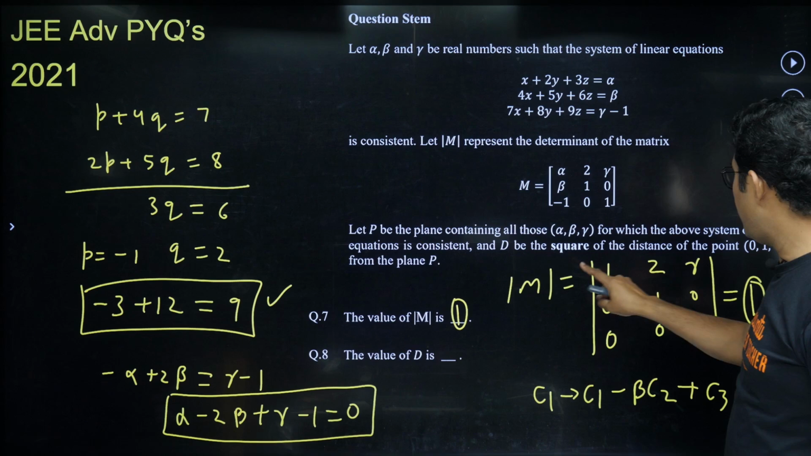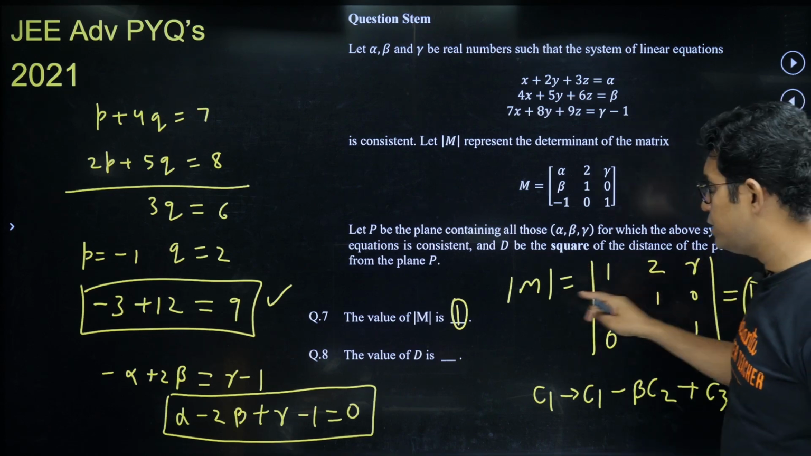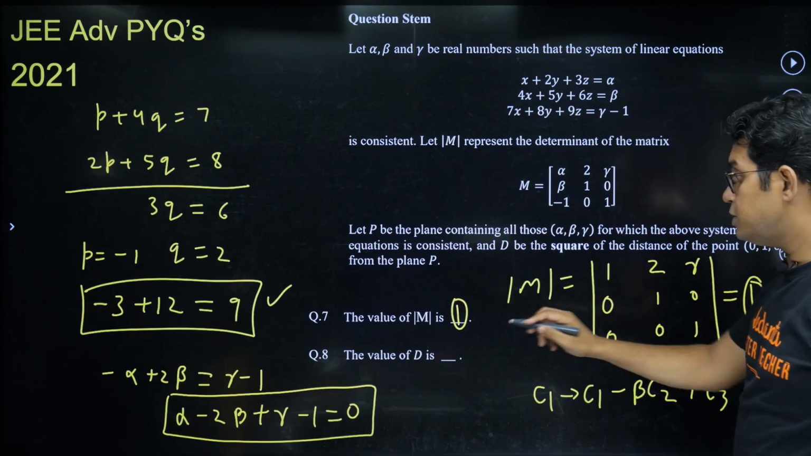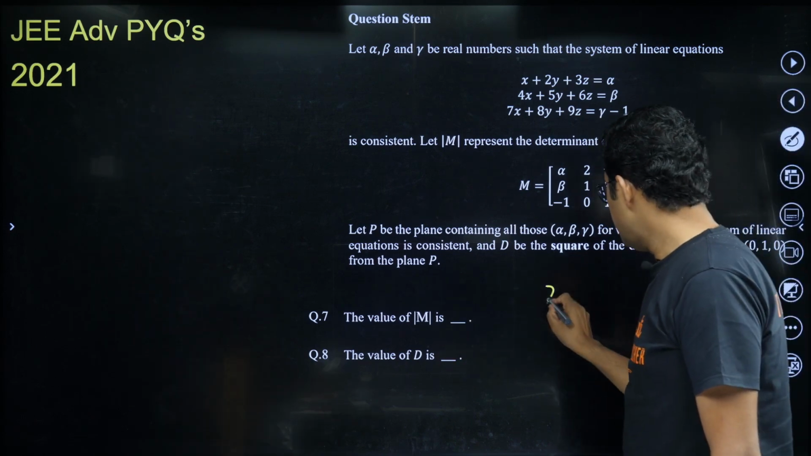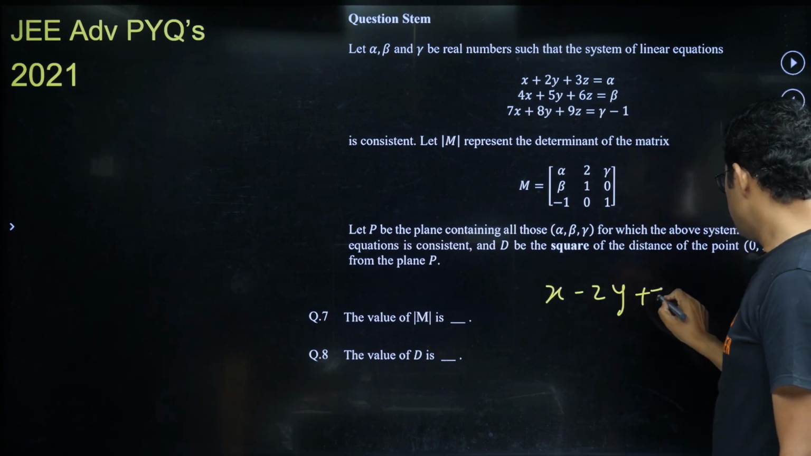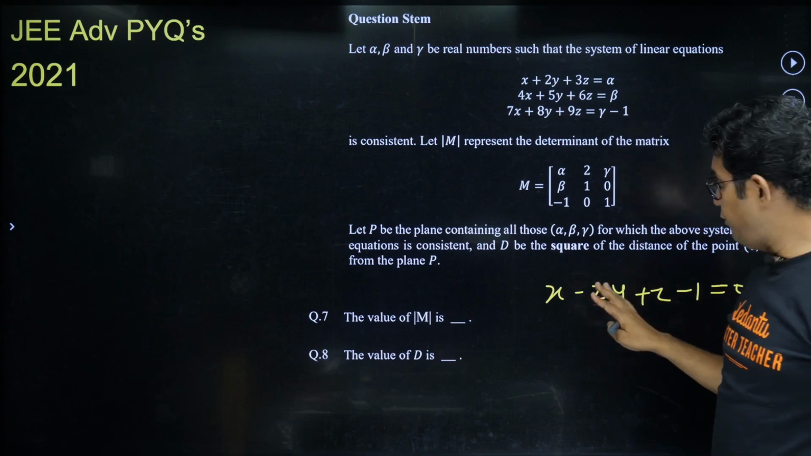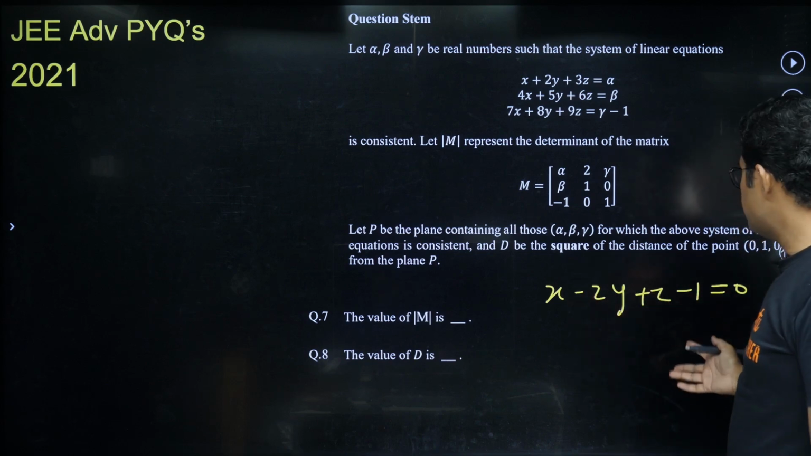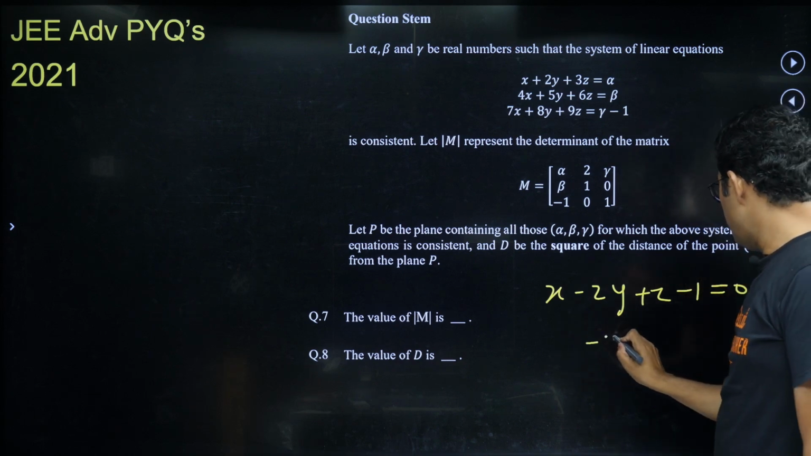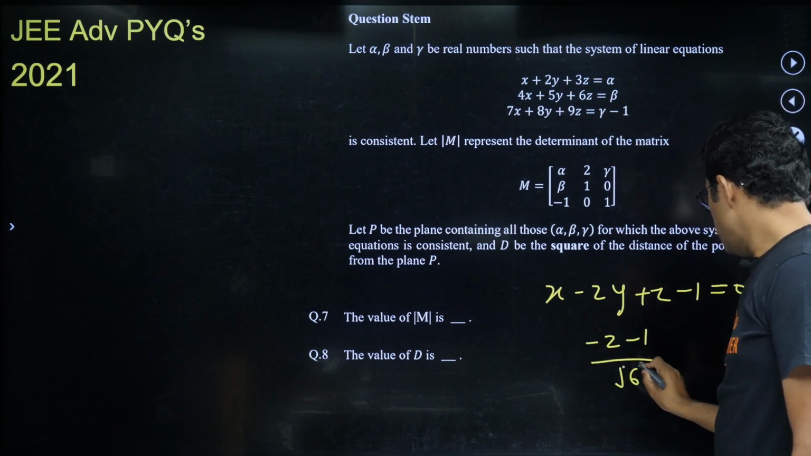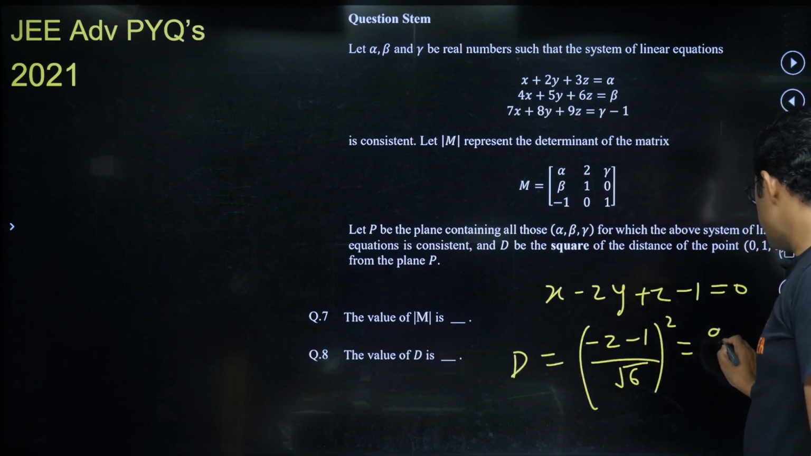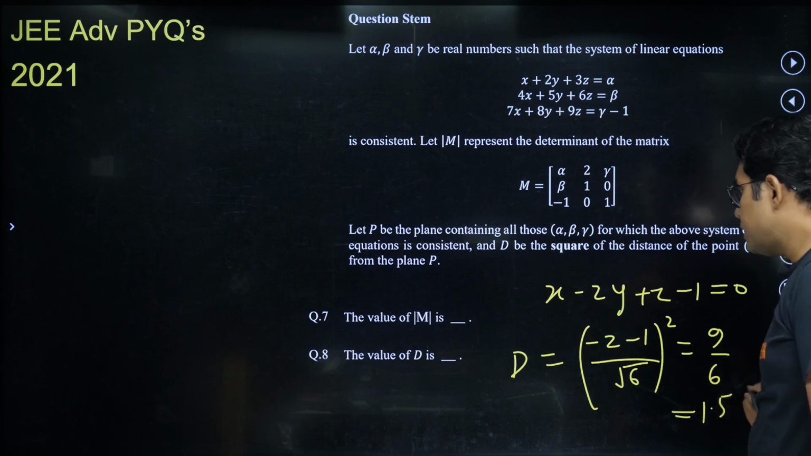Let us try to find the value of D. D is nothing but the square of the distance of point 0, 1, 0 from this plane. So we have a formula directly. The plane was alpha minus 2 beta plus gamma minus 1 equal to 0. If you want to write an equation, it is better to write in terms of x, y, z, although in an objective question it doesn't matter. So putting 0, 1, 0 will give you minus 2 minus 1 upon root 6. So that is the distance, and we want D, which is the square of this. So 9 upon 6, that is 1.5. So I think this question is done.